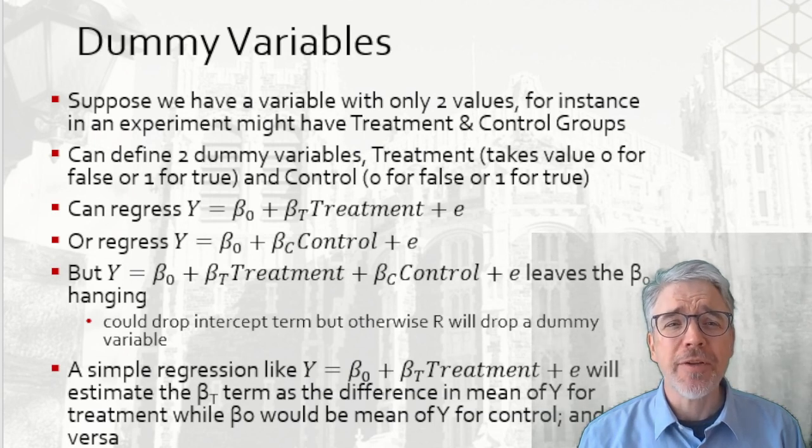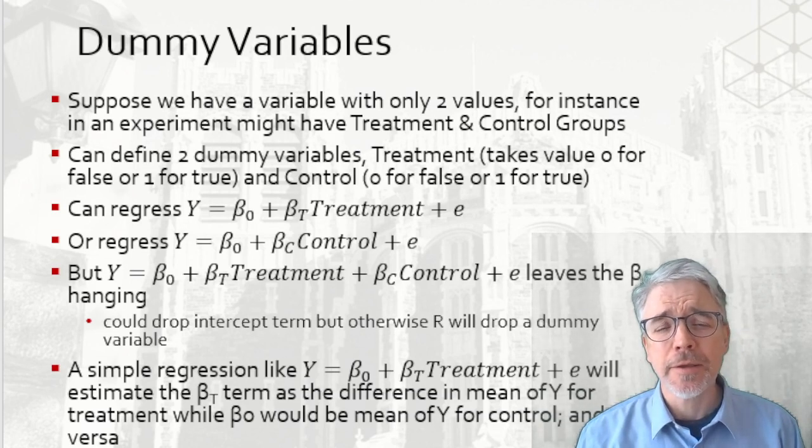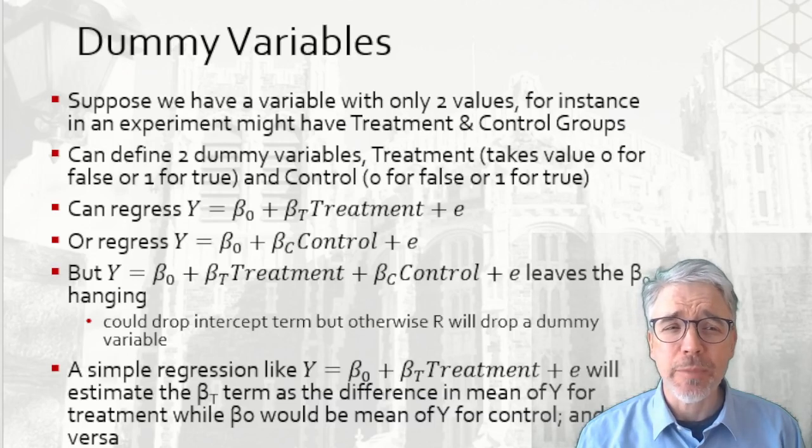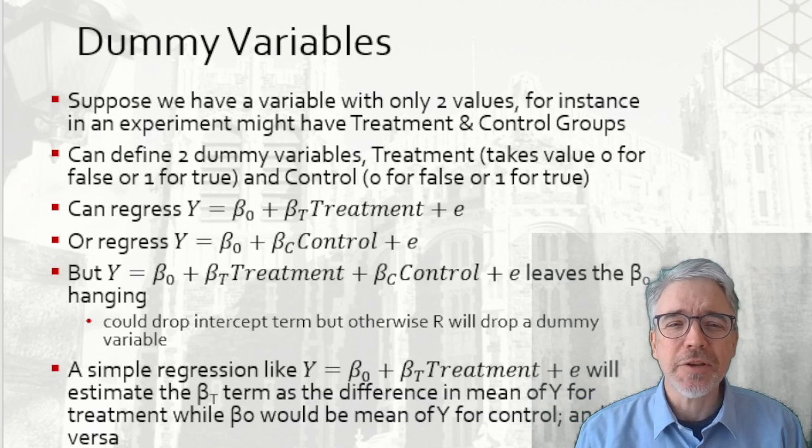But if I create a regression y is beta naught plus beta t treatment plus beta c control, then beta naught is left just hanging there. It's undefined. When the dummy variable is treatment, that asks how the treatment is different from the omitted category, and vice versa. But if you put in dummies for both, then those would try to estimate relative to the omitted category, but there's nobody in the omitted category. That doesn't work by logic, nor by math. If you tried to run that in R, it would automatically drop one of your dummy variables.